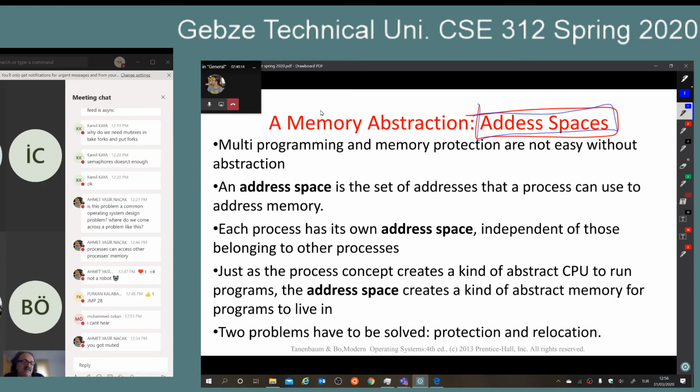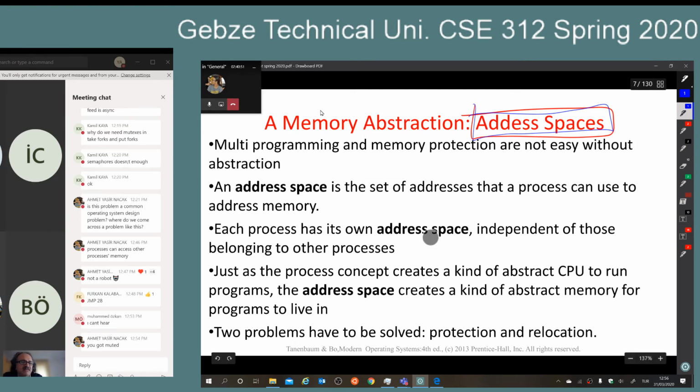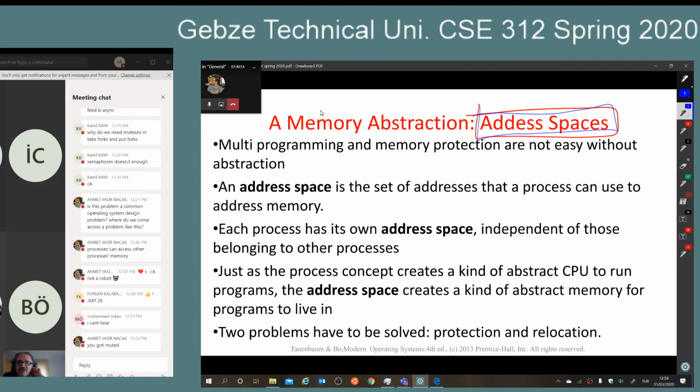So the process runs as usual. It thinks that it is the only program in memory, and it will start running and do whatever it wants to do, and it will terminate. It thinks that it has a CPU because I abstracted the CPU away with the concept of process. Now I am introducing this address space, and the process thinks that it can do whatever it can with the address space, the set of addresses. Each process should have its own address space, independent of those belonging to other processes.